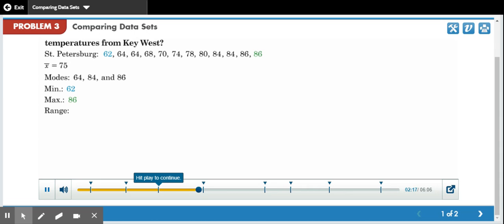The range is the difference of the maximum and minimum values. The range is going to be 86 minus 62. It's always going to be the maximum value minus the minimum value. Or 24.